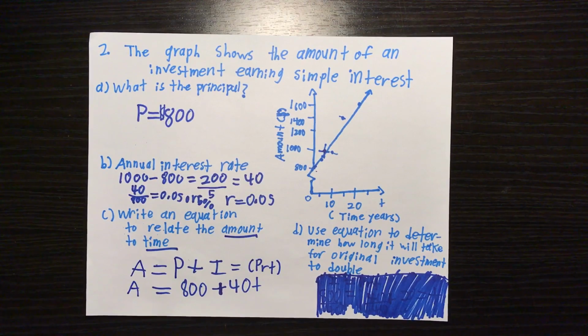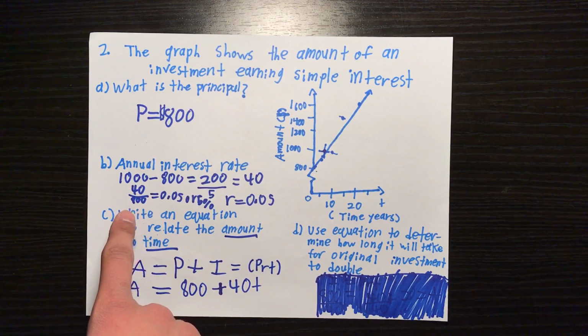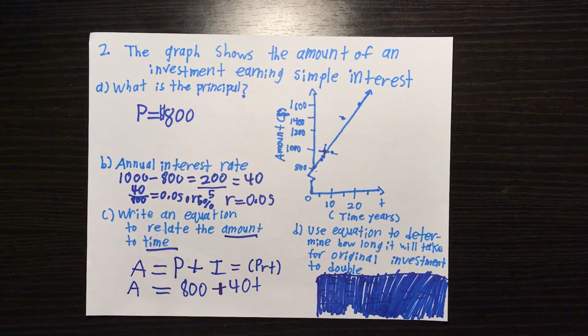Now you want to turn that into a percentage to make that your annual interest rate. So all you have to do is 40 divided by the principal again, which is 800, and you get 0.05, or 5%. And that's your R, 0.05, because we'll be using that in the next part.